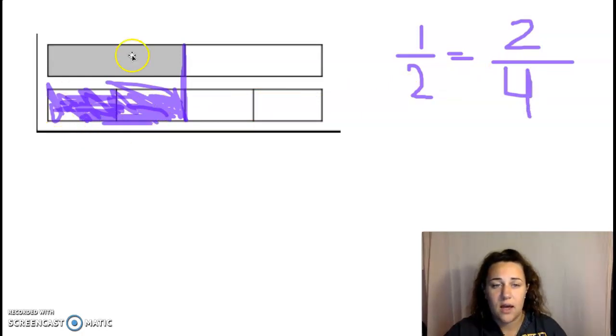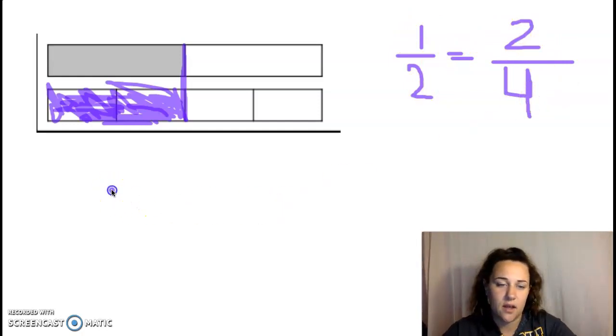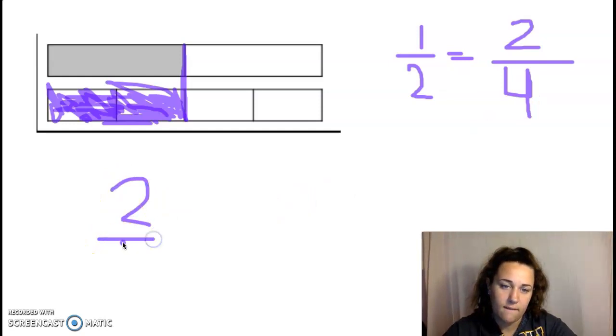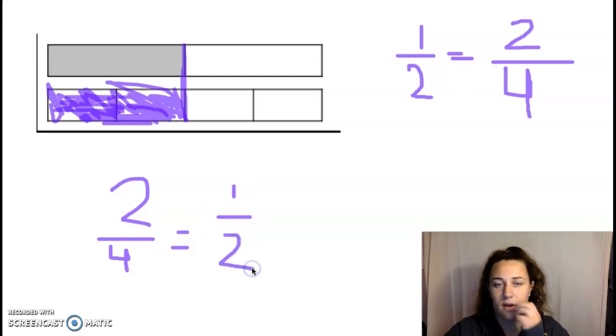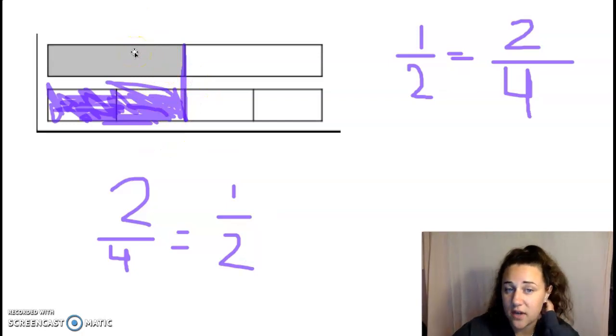So now I have 1/2 is equal to 2/4, or 1 out of 2 is equal to 2 out of 4, right? And again, friends, you can write that the other way. You can write it 2/4 is equal to 1/2. Both are correct because they're both equal, right? We're finding equivalent fractions here, friends. Pretty cool.